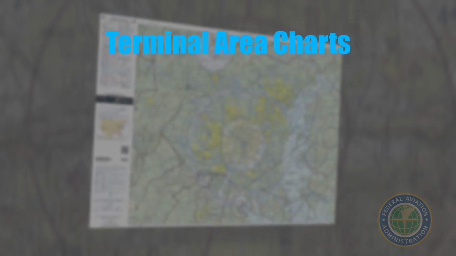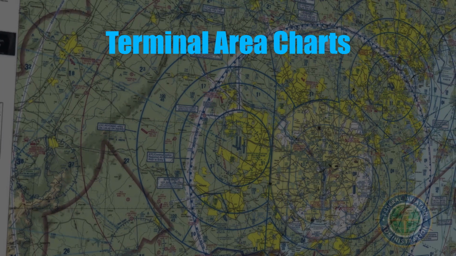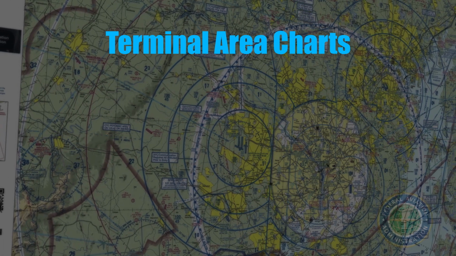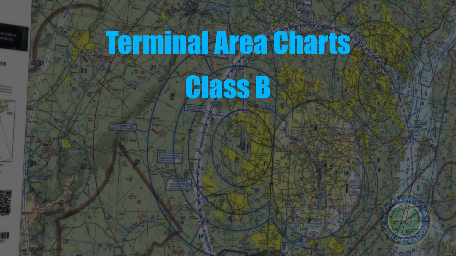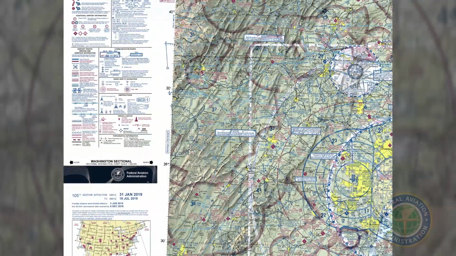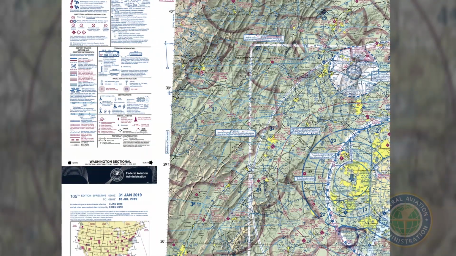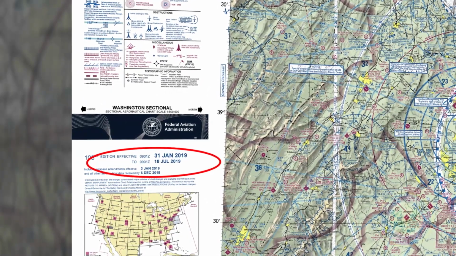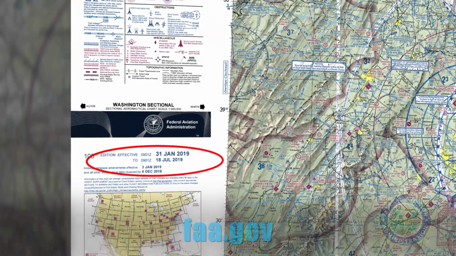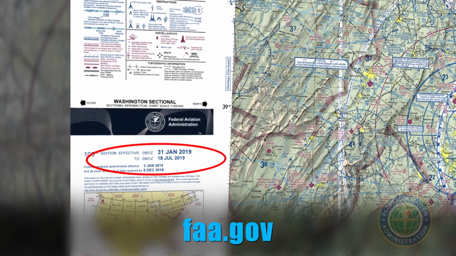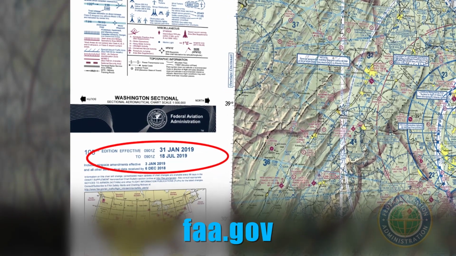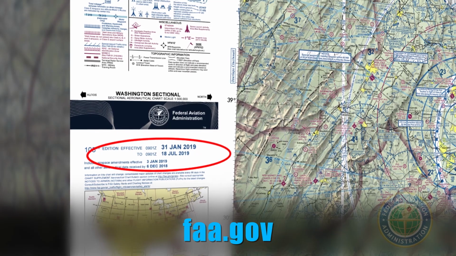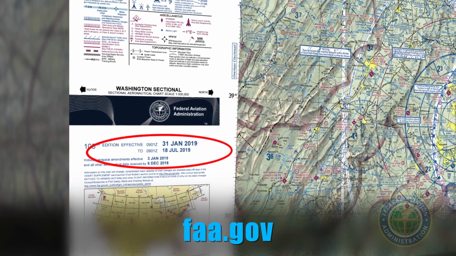Terminal area charts provide a zoomed-in depiction of select cities. They're usually centered on Class B airspace and provide more detail than a sectional chart. The date range in which a particular chart is valid is always printed on the actual chart. Almost all are updated every 6 months and can be accessed through the FAA website. The FAA also provides airspace data to public and third-party applications through the FAA Open Data Initiative.